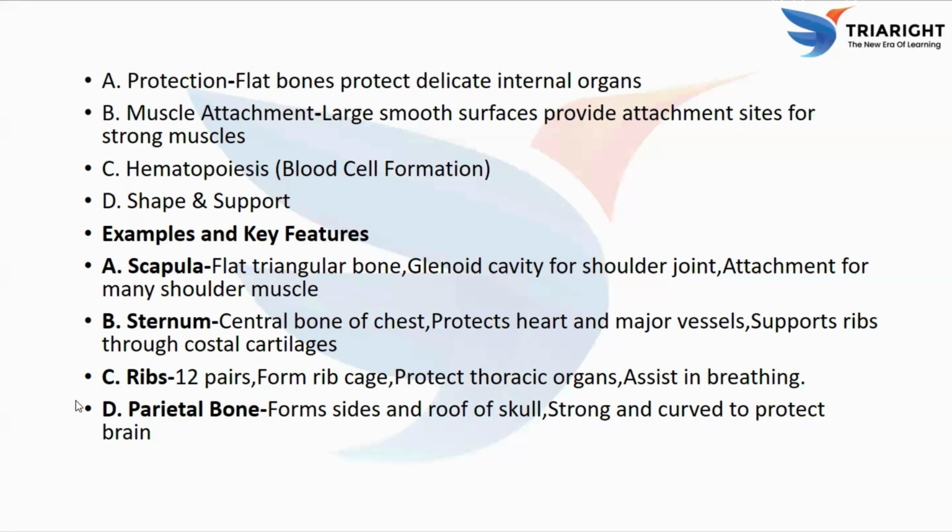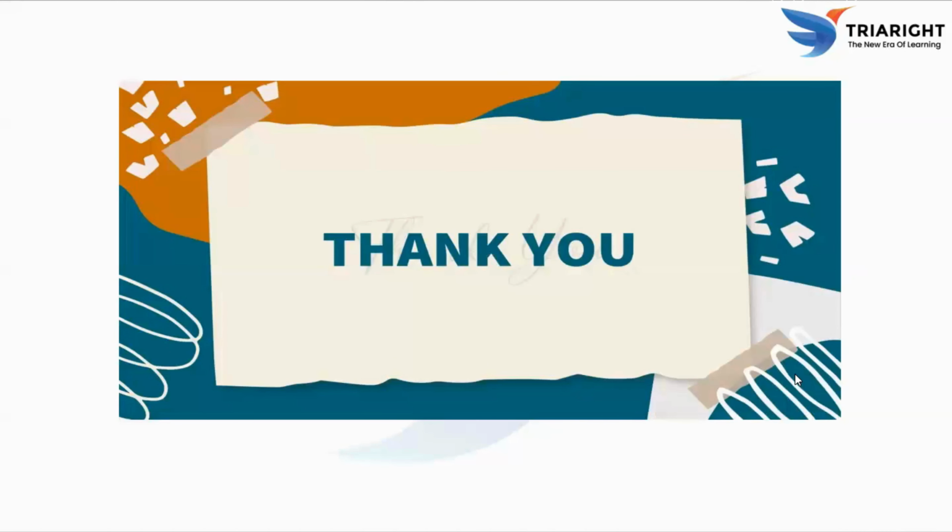Next example, the parietal bone. What is it? It is present in the skull. It forms the sides and roof of the skull. It is strong and curved to absorb shock and protect the brain. So this is all about the flat bones.